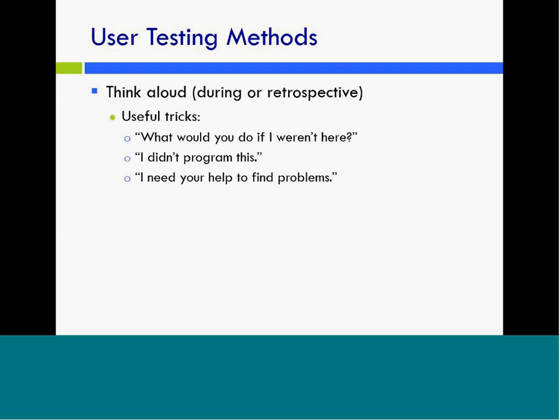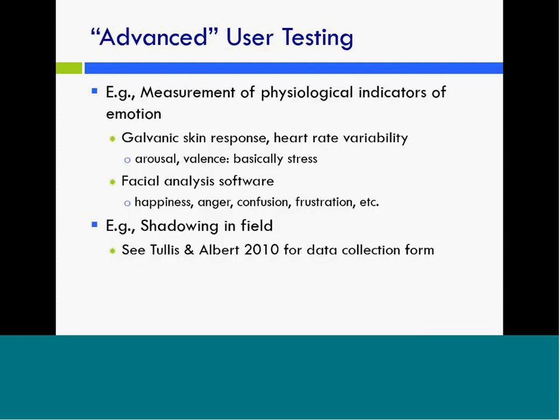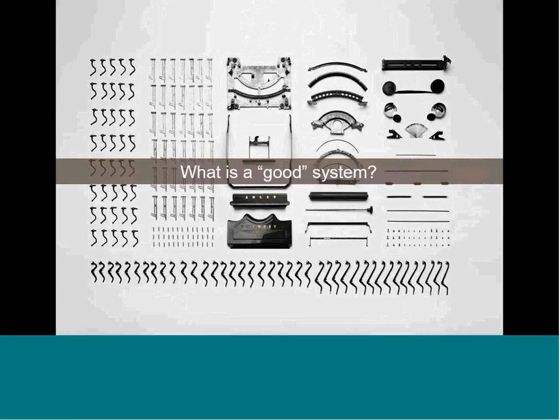Another thing that I often say is, I didn't program this, which is true. I did design it, but I didn't program it typically. Another thing is, I need your help to find problems. It can be very difficult for people to talk about what they dislike about things. Some are better at this than others, but in general, you get a lot of social desirability bias. So I'll go through some of these advanced methods.